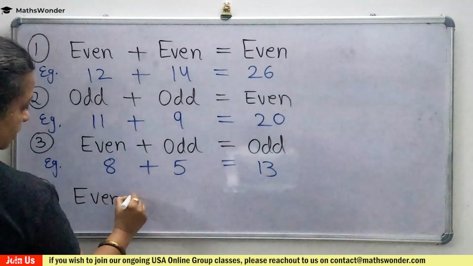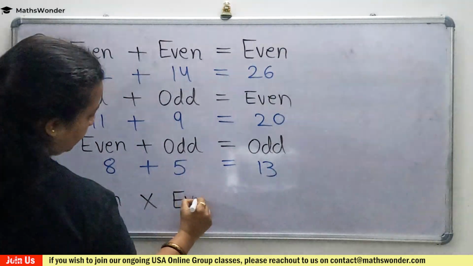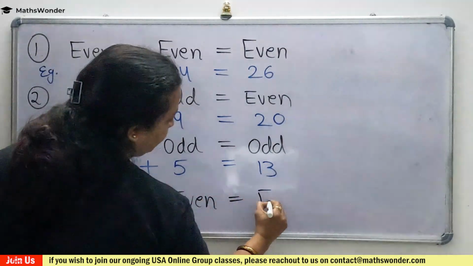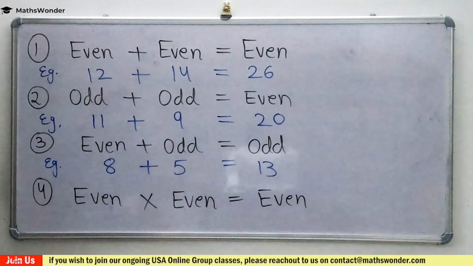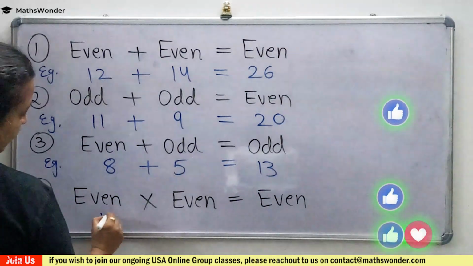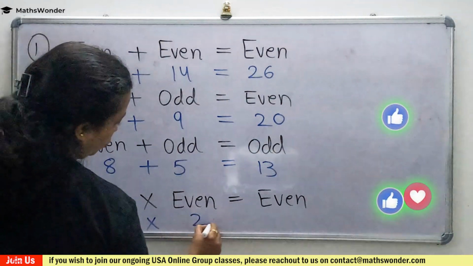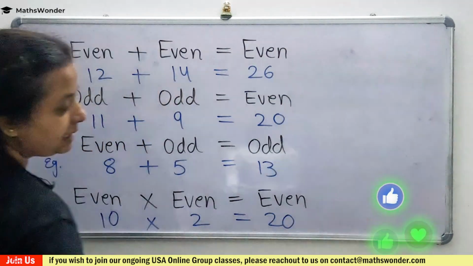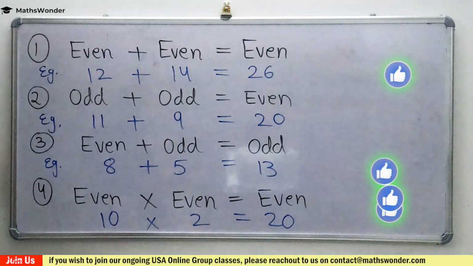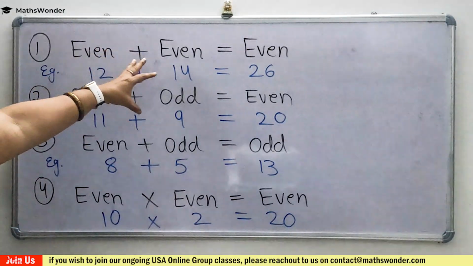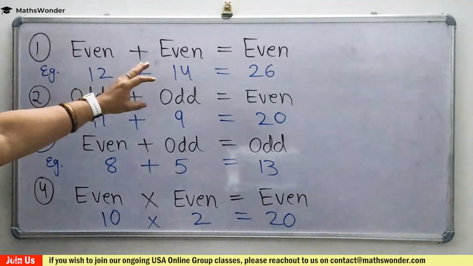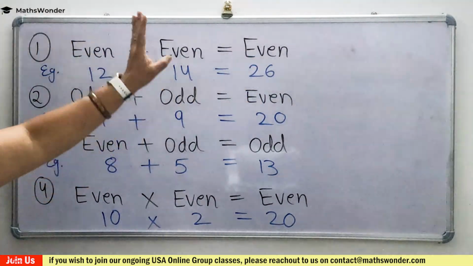Now the fourth: the product of two even numbers is always an even number. An even number multiplied with an even number will give even only. How? Take any even numbers with the product: 10 times 2 gives 20. 20 is again an even number.